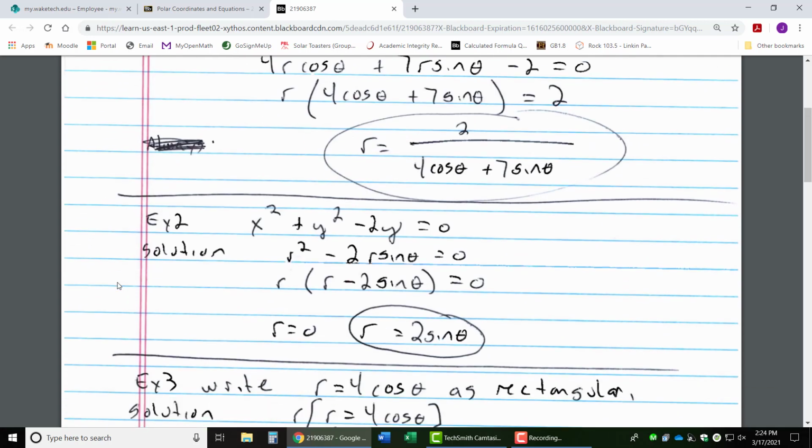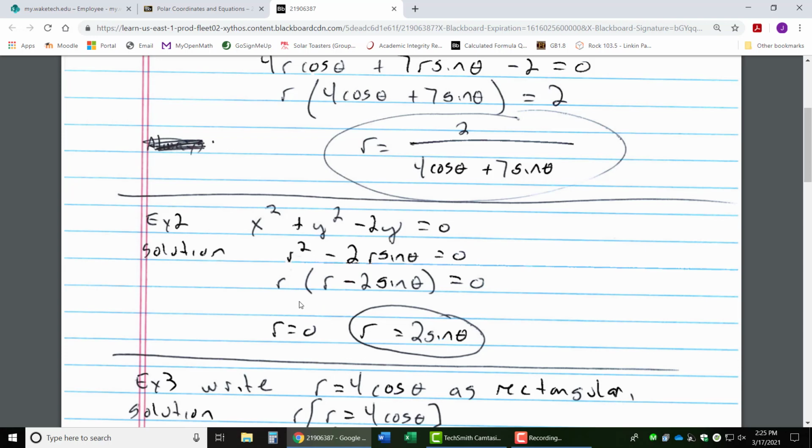Okay, example 2. X squared plus y squared minus 2y equals 0. So again, just substitute x squared plus y squared, Pythagorean theorem, r squared, y, r sine. Because we've got the squared r and the r term, we can factor it out, and then each factor becomes a possible solution. Now, r equals 0 as a polar graph is a single point at the origin, whereas r equals 2 sine theta is going to give us an actual graph with loops and swirls and whatever like that.